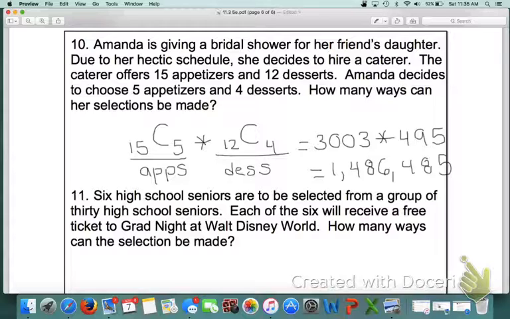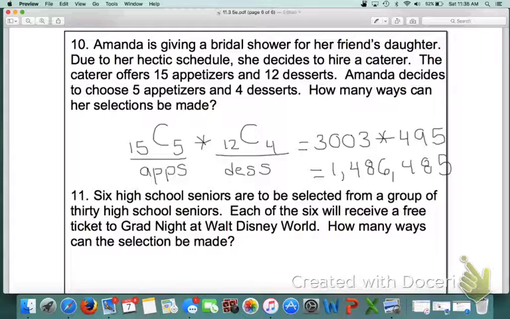Number 11 says 6 high school seniors are to be selected from a group of 30 high school seniors. Each of the 6 will receive a free ticket to grad night at Walt Disney World. How many ways can the selection be made? Okay, so this one's kind of like a prize. If you're getting a free ticket, sort of like you're getting a prize. So these seniors are getting the same prize.